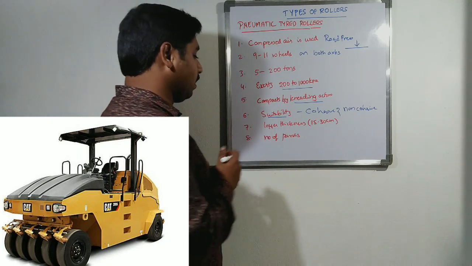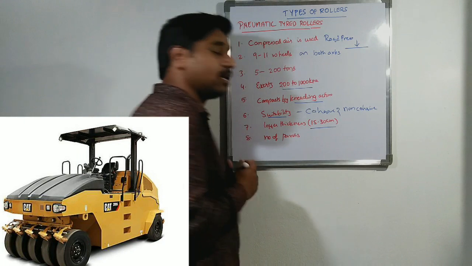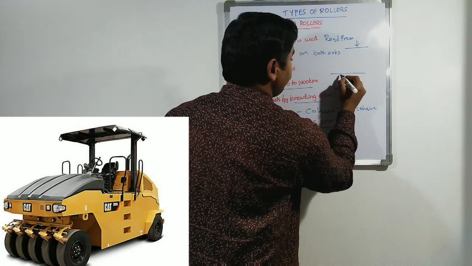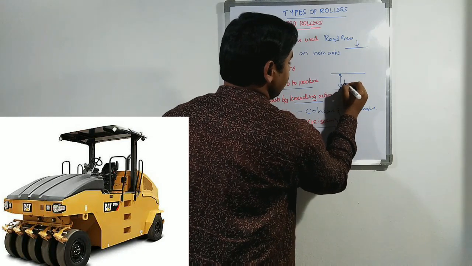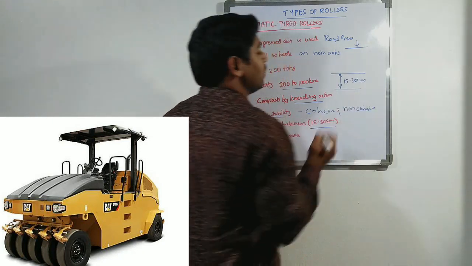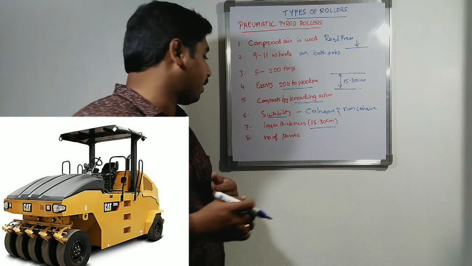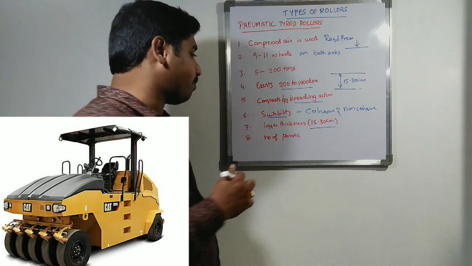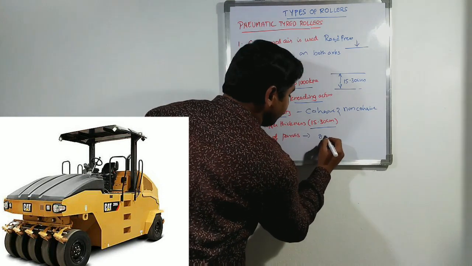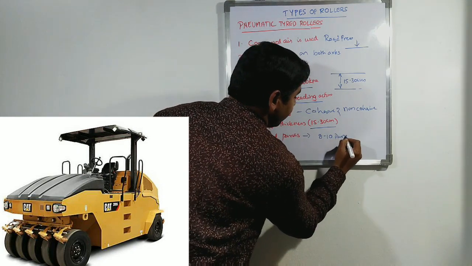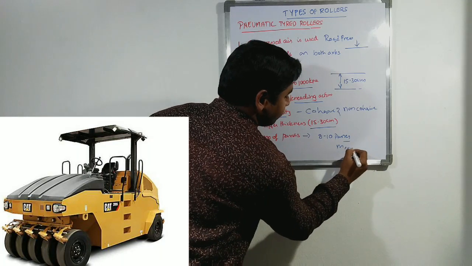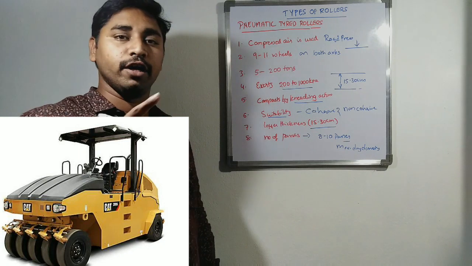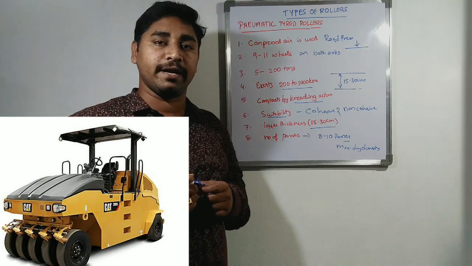And coming to the layer thickness, these are suitable for layers of around 15 to 30 centimeters thickness. Layers of 15 to 30 centimeters can be effectively compacted with the help of these pneumatic tire rollers. And coming to the number of passes, here also 8 to 10 passes are sufficient to attain maximum dry density in the field when you are doing compaction with these pneumatic tire rollers.